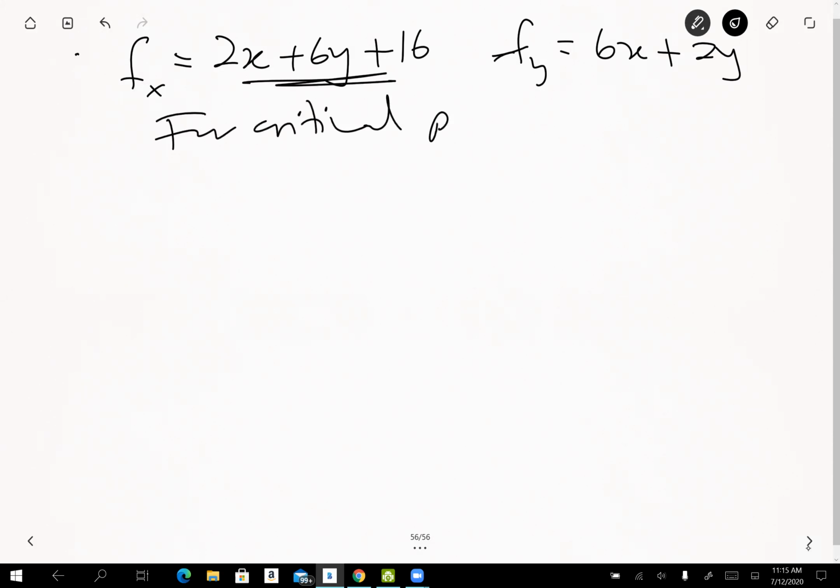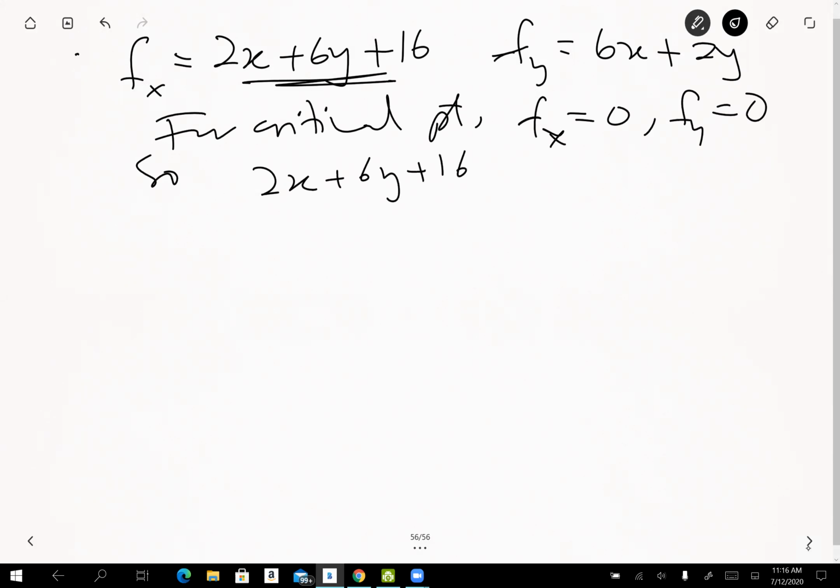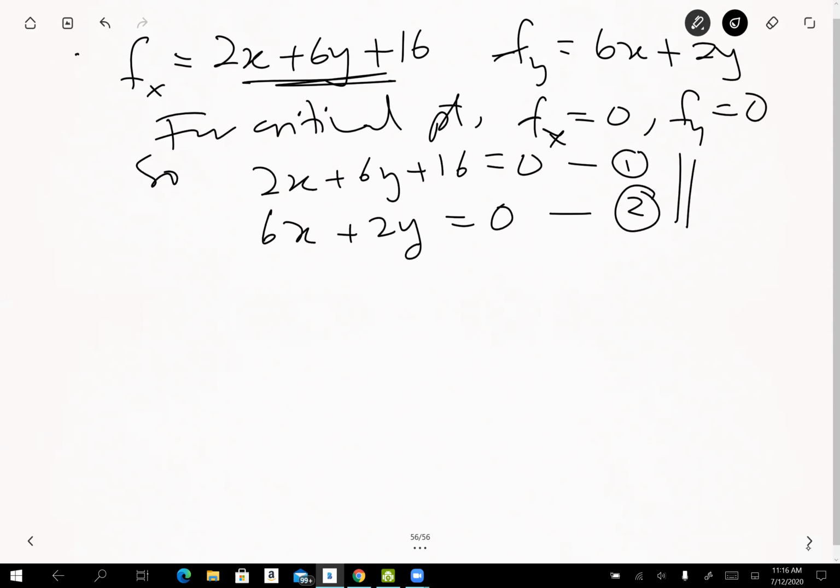For critical point, that means you set both equal to 0. fx equal to 0, fy equal to 0. So you have two equations here. 2x plus 6y plus 16 equal to 0, so you call it number 1. And then number 2, you got 6x plus 2y equal to 0. So you solve the system here.